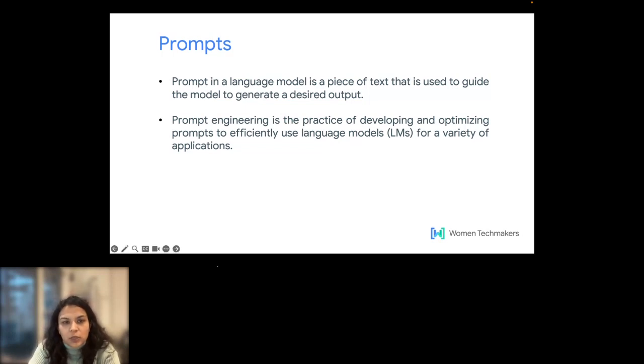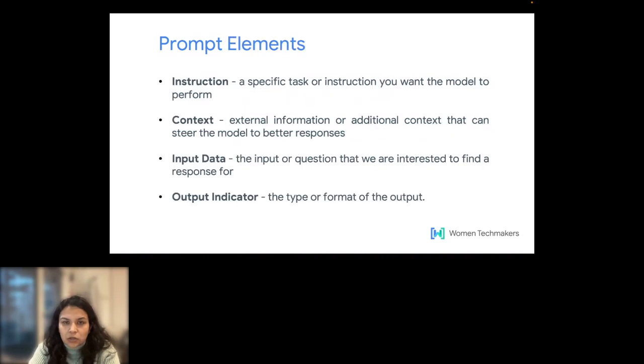So what is prompt engineering? Prompt engineering is the practice of developing and optimizing prompts to efficiently use language models for a variety of applications. It is basically creating effective inputs to get desired outputs, right? Usually, a prompt consists of these four elements: instructions, context, input data, and output indicator.